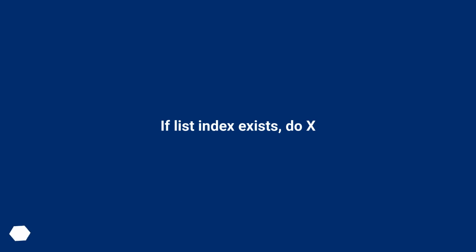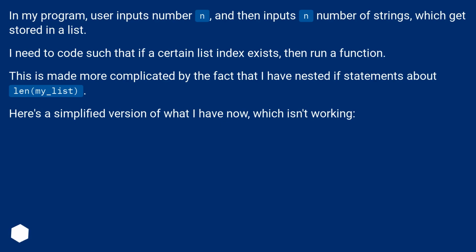If list index exists, do X. In my program, user inputs number n, and then inputs n number of strings, which get stored in a list. I need to code such that if a certain list index exists, then run a function. This is made more complicated by the fact that I have nested if statements about len_my_list. Here's a simplified version of what I have now, which isn't working.